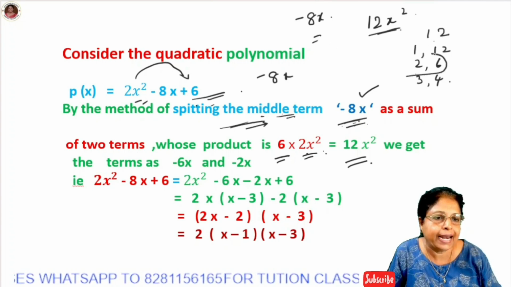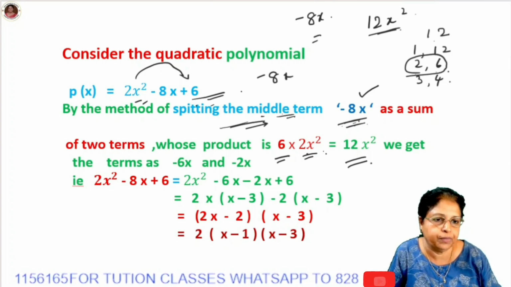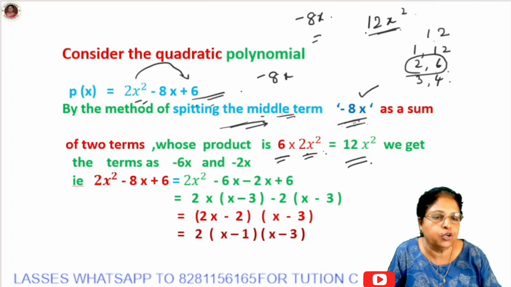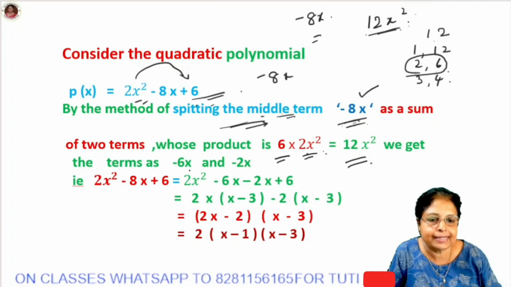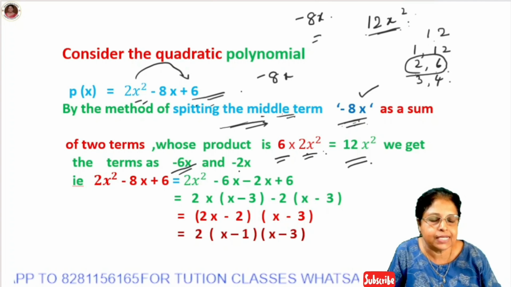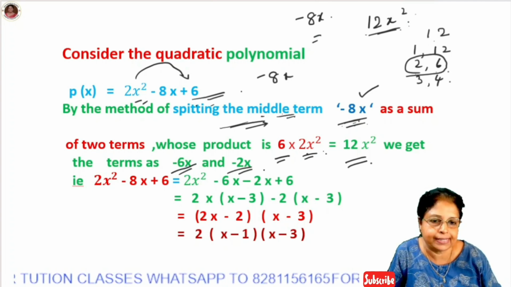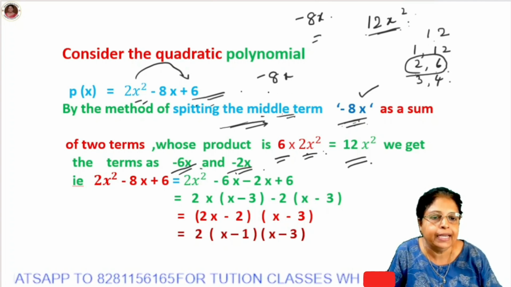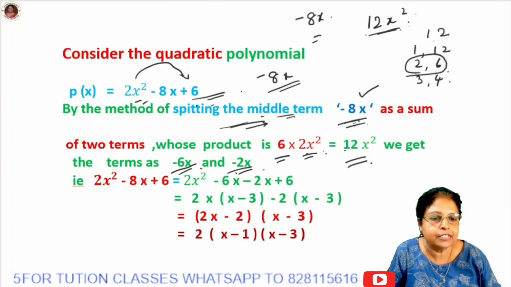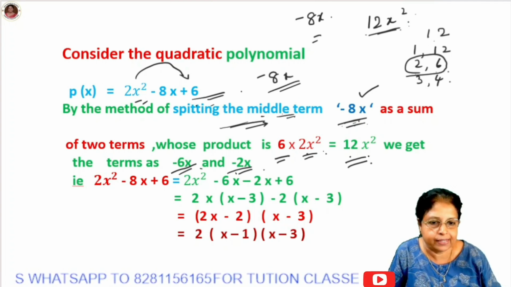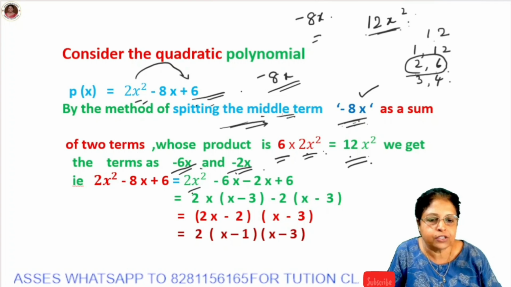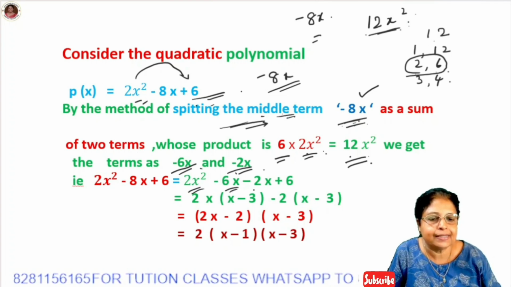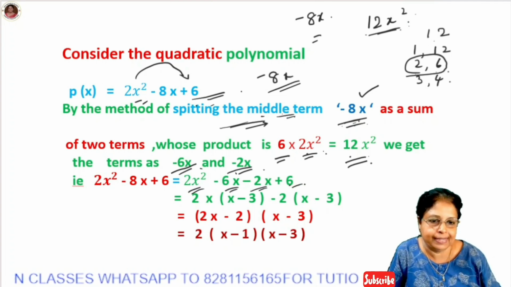That means we can select here 6 and 2. And the product should be 12x square. That means we can take these terms as negative 6x and negative 2x. Then the sum will be negative 8x and this product will be 12x square. So we can split like this: 2x square minus 6x minus 2x plus 6.